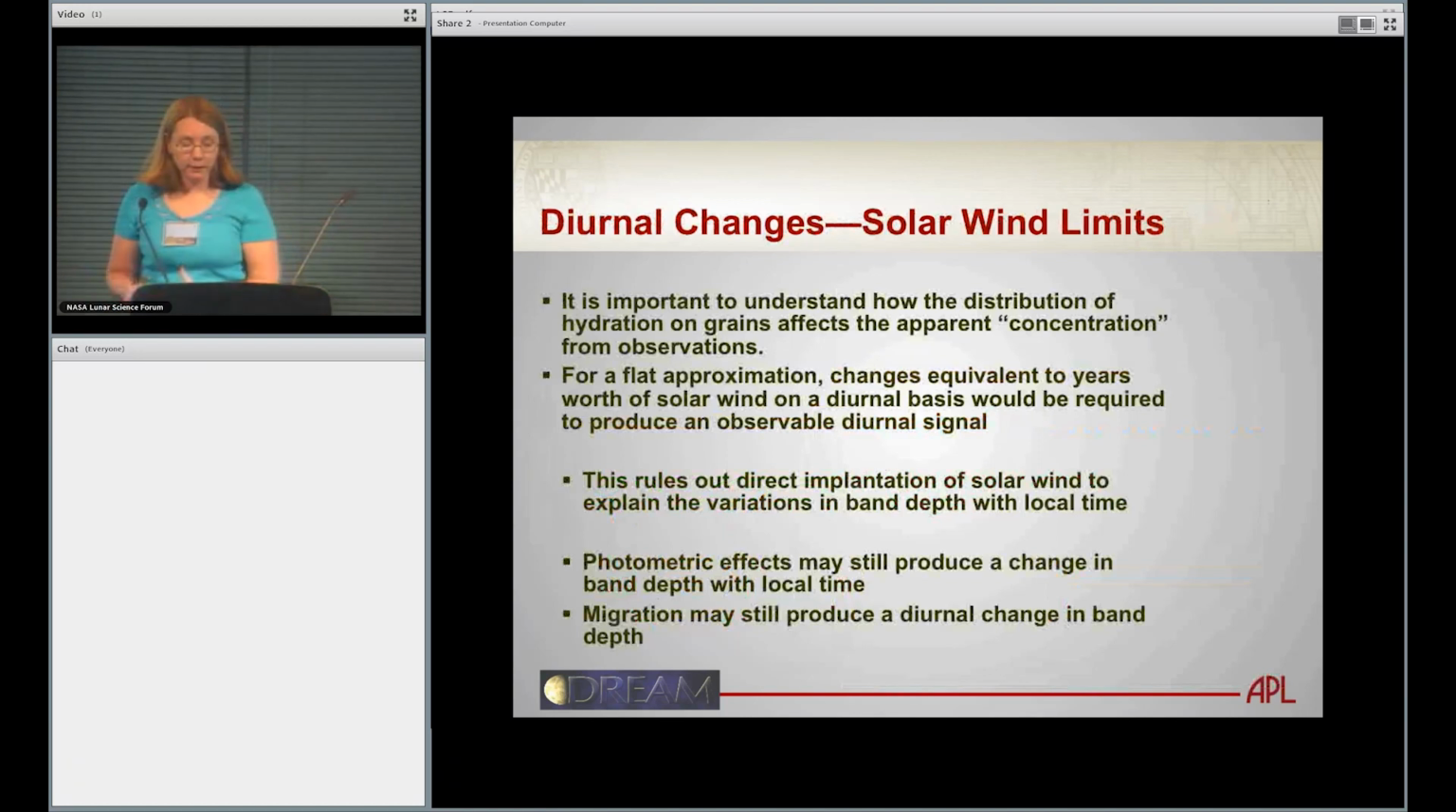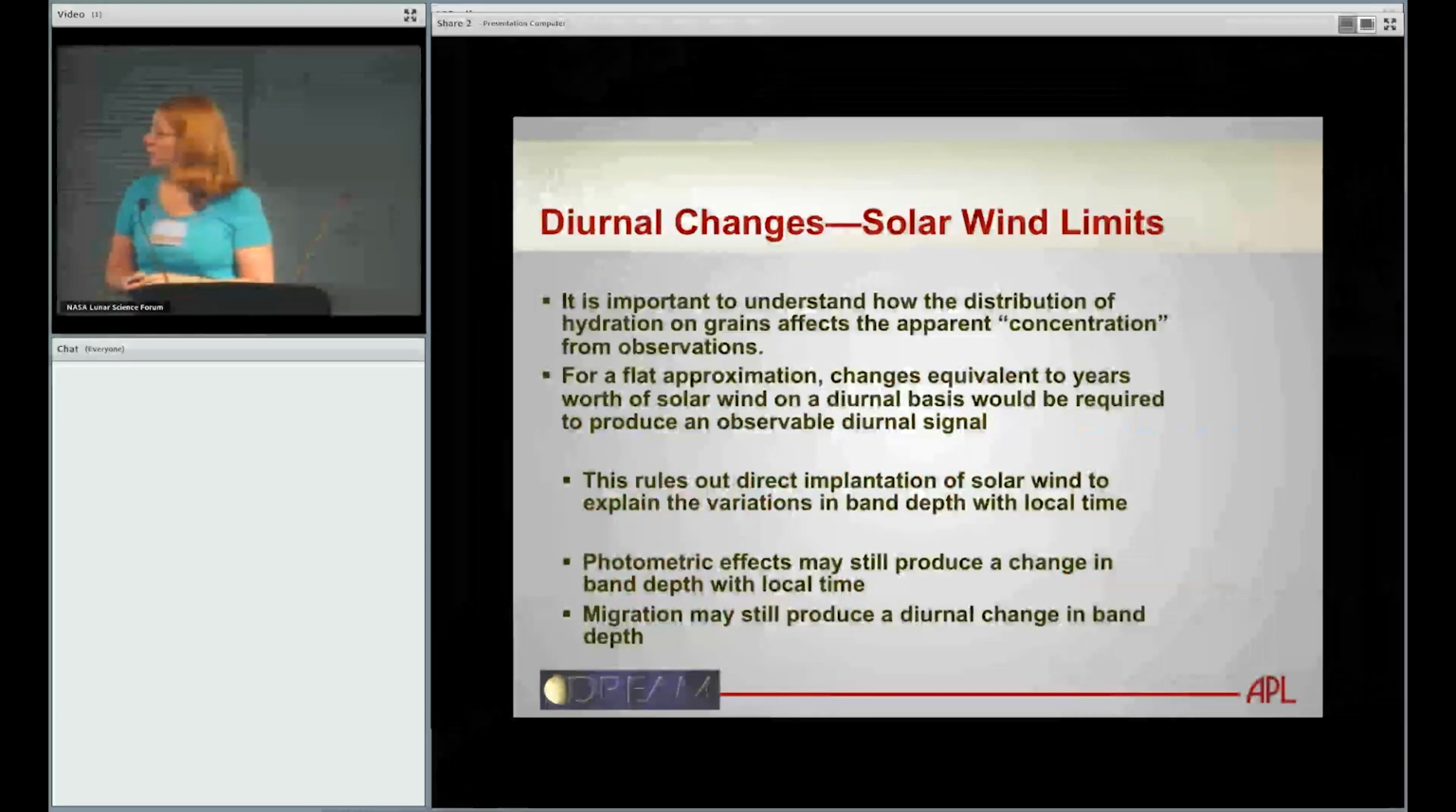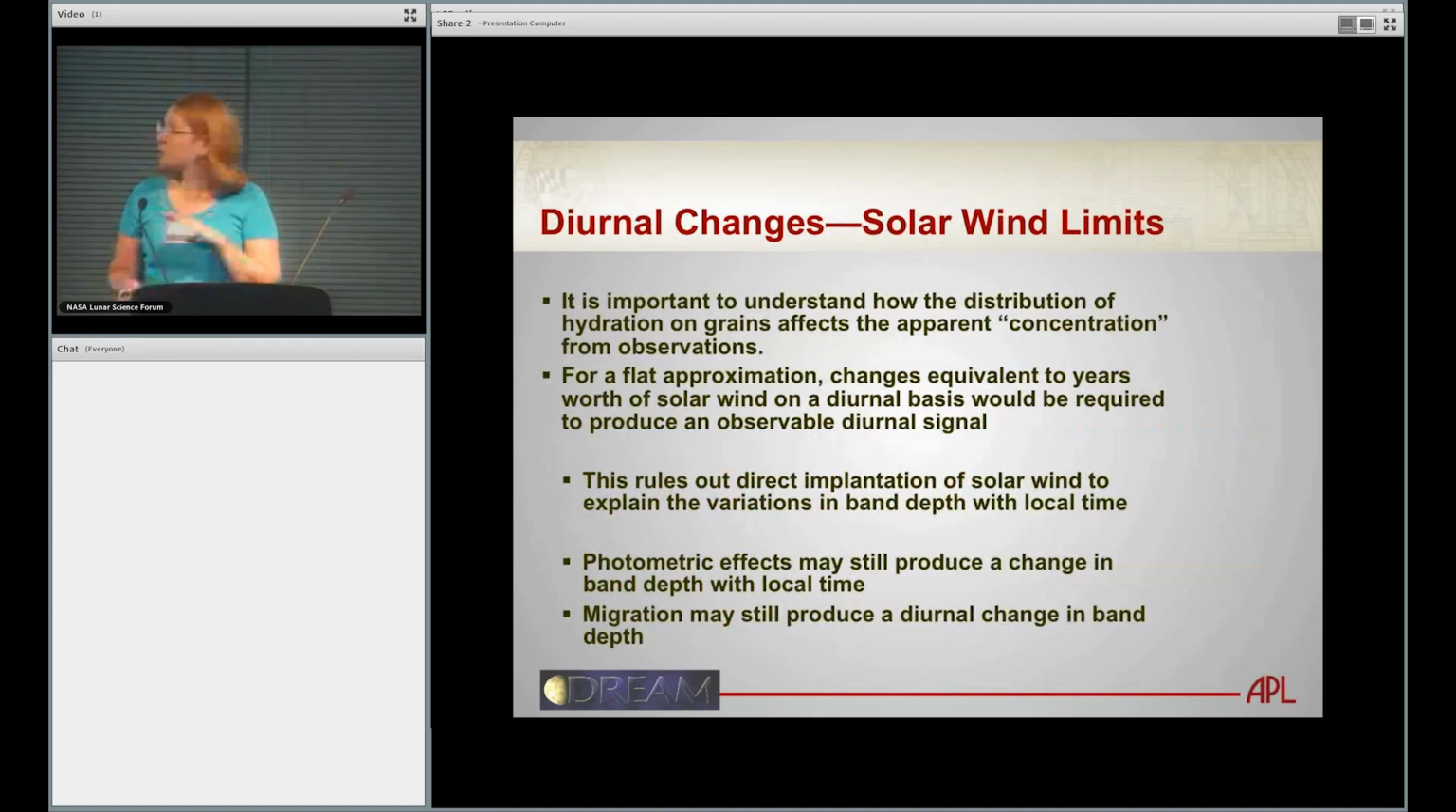But in order to do that, we really need to understand what the concentration is as a function of position on the moon. And with the observations that are in hand, we need to understand exactly how the distribution on the surface of grains, as opposed to spread out through the grains, affects the inferred concentration levels. And it would be great to get more observations that unambiguously nail down what the distribution is as a function of latitude and local time.